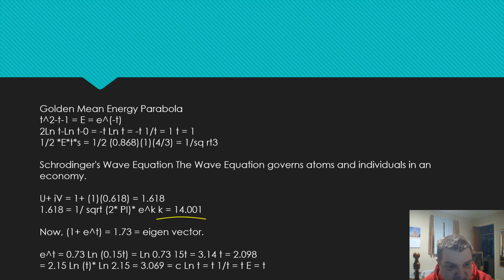Now e plus 1 plus e to the power t is equal to the eigenvector, which we saw up here, and e to the power t is equal to 0.73 ln with 0.15 t is equal to ln of 0.73 times 1.5 t equals 3.14, t equals 2.098, which is equal to 2.1 ln t times ln of 2.15 equals 3.069, which is approximately equal to c, the speed of light. ln of t is equal to t times 1 over t, which is equal to 1 equals t times e, which equals t.